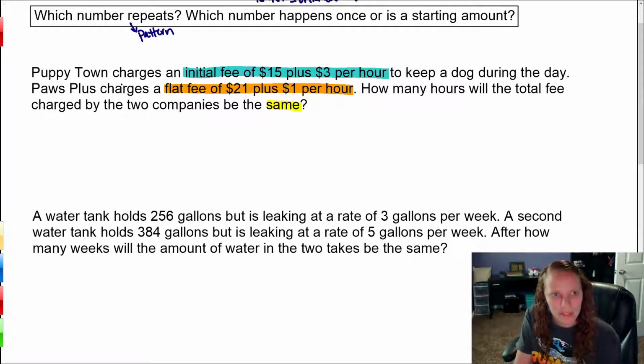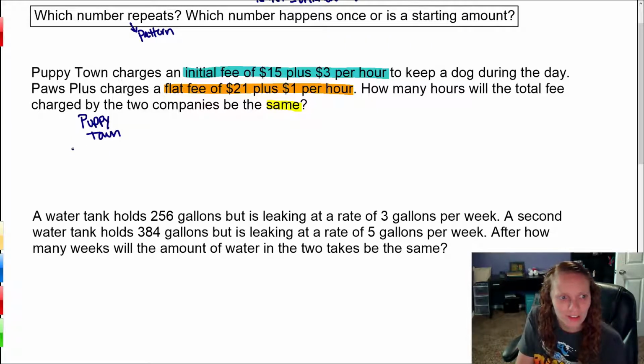Alright, let's look at Puppytown. An initial fee, that's like a starting amount. It only happens once, so you pay it up front and then you're done. Initial fee of $15 plus $3 per hour. So this word per hour means that this number is repeating over and over. For each hour, they're going to have to pay $3 extra. So this is the number that repeats.